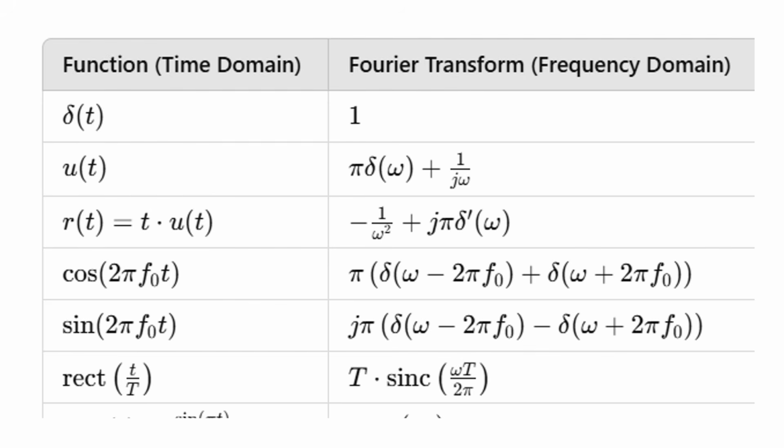Then, here are the tables. The Fourier transform of delta t is 1, and then the Fourier transform of a step function, that is u of t, is pi delta of omega plus 1 by j omega, then the Fourier transform of this ramp r of t, that is t into u of t, is 1 by (j omega) squared, and then the rectangular function can be written as a sinc function, omega t by 2 pi, right? So these are the Fourier transforms of these functions, right? So you can try to find out by yourself.